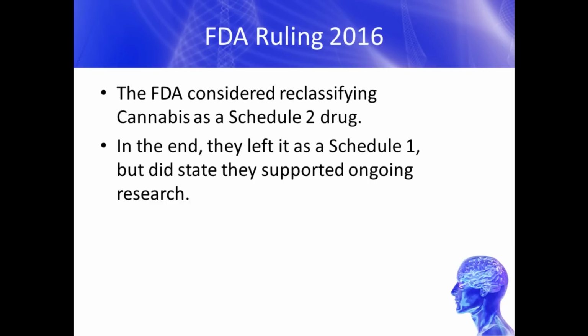So what was the end result of that April 2016 meeting? The FDA said no. They did not relabel marijuana as a Schedule II drug. They left it as a Schedule I drug, but they sort of held out a little bit of an olive branch and said, but we encourage more research. It was a pretty big disappointment for people that were hoping it would be moved out of that Schedule I.